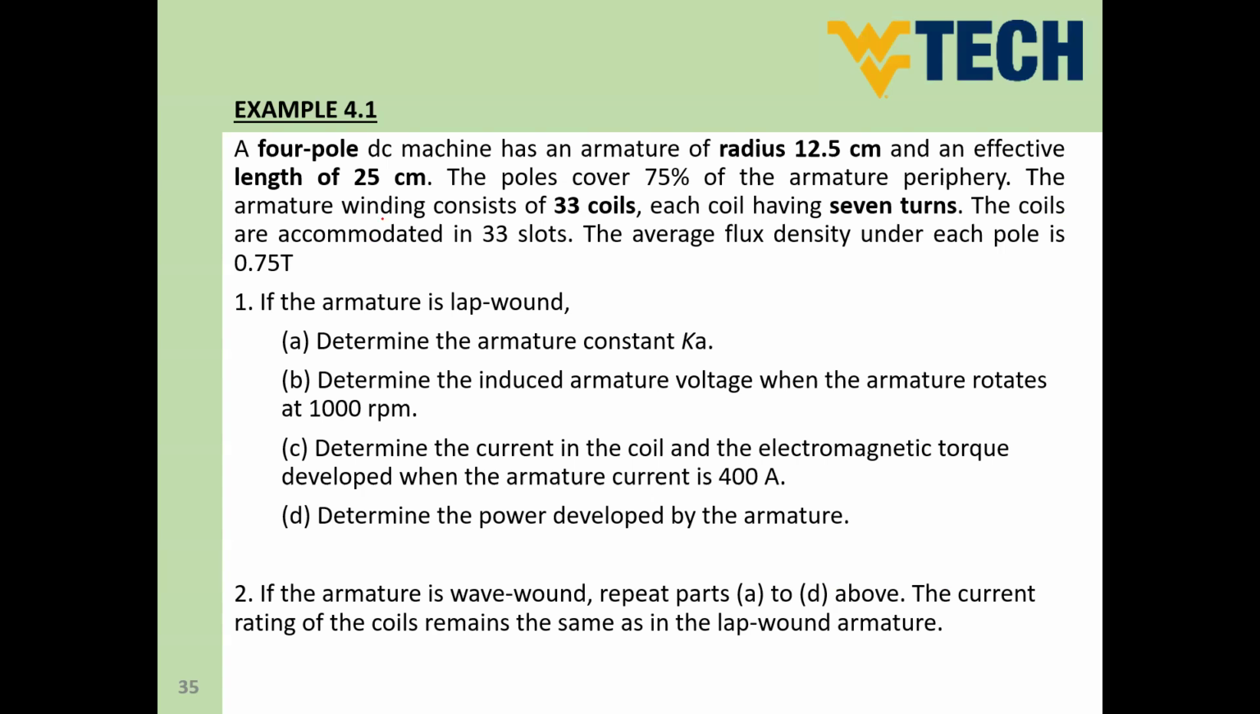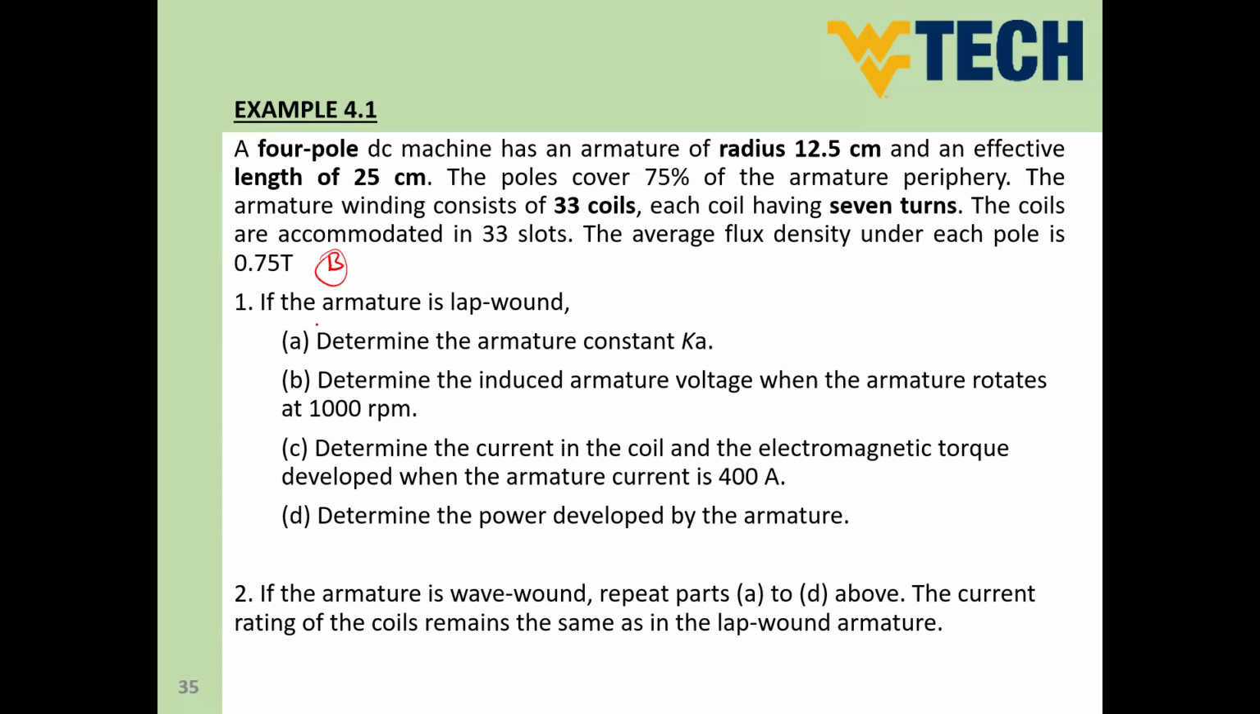Then the armature winding consists of 33 coils, each coil having 7 turns. So the number of turns can be considered now 7 times 33. You need to multiply this times 2 to get the number of conductors. The coils are accommodated in 33 slots. So the machine has 33 slots. And the average flux density under each pole is 0.75 Tesla. So this is the P value that we have in this machine.